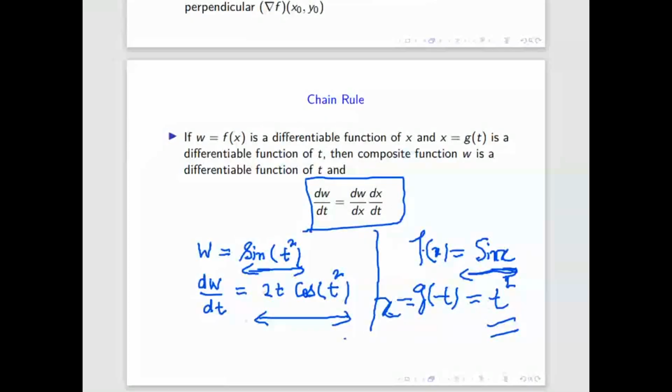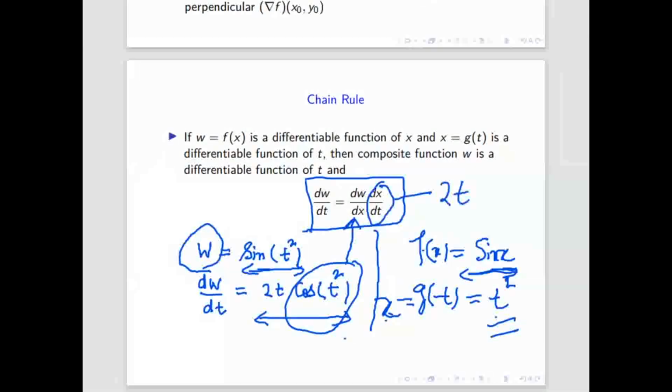So the same thing is written here. So if w, then differentiate w with respect to x. X means t square. So differentiation of sine t square with respect to t square is cos t square. This is the value of dw by dx. And then derivative of x with respect to t, that is dx by dt. This value is 2t. This is the chain rule in single variable.